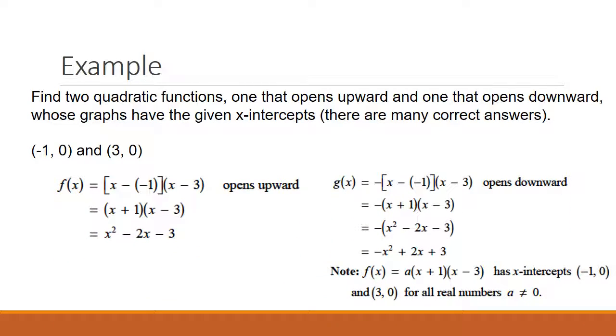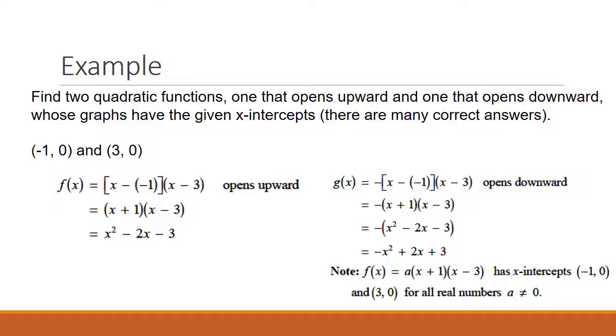Okay, so what we did, again, was we multiplied x minus -1 times x minus 3. For the opening upward one, we just left it at that. You could have multiplied through by any positive number you wanted to. Once you get x squared minus 2x minus 3, you can multiply all of that by any positive number and have a graph that opens upward and be a correct answer.